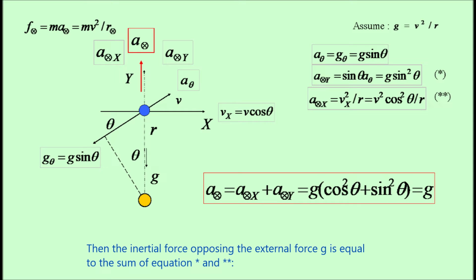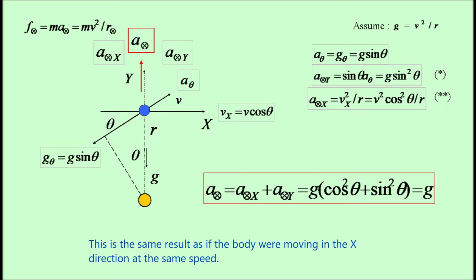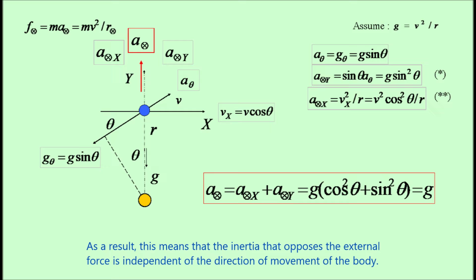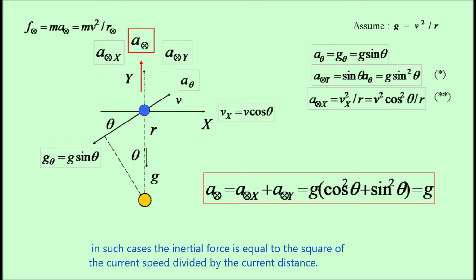Then the inertial force opposing the external force G is equal to the sum of equation asterisk and double asterisk. This is the same result as if the body were moving in the x direction at the same speed. As a result, this means that the inertia that opposes the external force is independent of the direction of movement of the body. In particular, when the angle theta equals 90 degrees or minus 90 degrees, i.e. the body moves towards or against the external force, the inertial force is equal to the square of the current speed divided by the current distance.